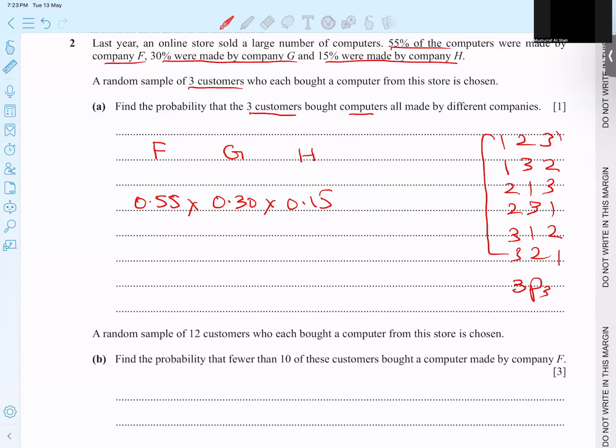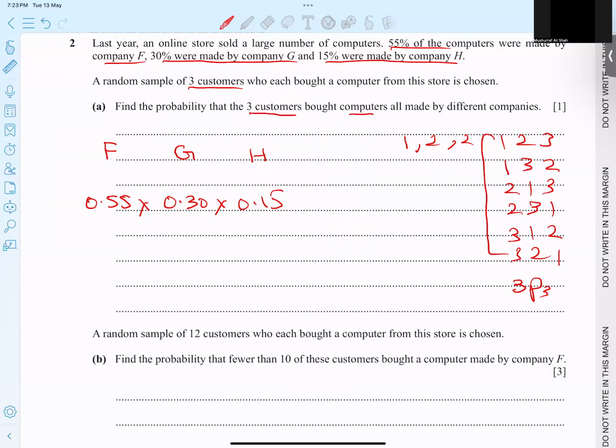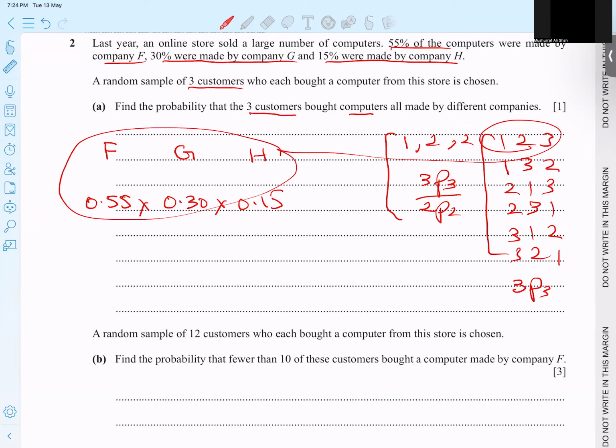But if some value is repeating, I discussed even in the last paper, for example 1, 2, 2 comes, then how many ways do we have? 3P3 divided by 2P2. Why 2P2? Because 2 values are repeating. But if there is no repeating, I will not divide. So the same story here. These are 3 things, F, G, H, so it means multiply by 3P3. I hope the concept is very clear.